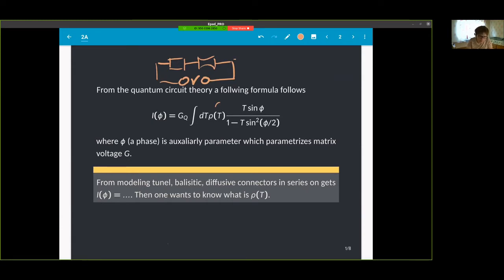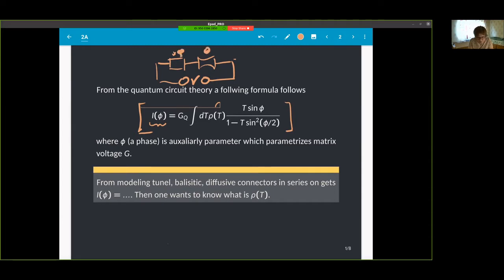This exercise is about, so we have this formula. We assume that it is given, and we see we have I of phi, where phi is a kind of phase. It's not a superconductor phase. It's a different kind of phase introduced mathematically. We know that if we have two elements in series, for example, as here, let's say we have phi and theta.